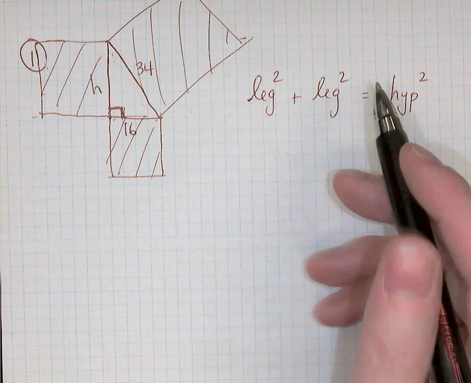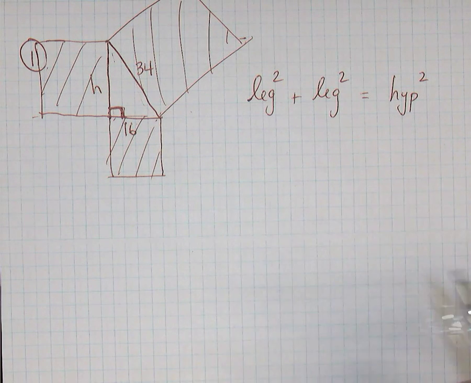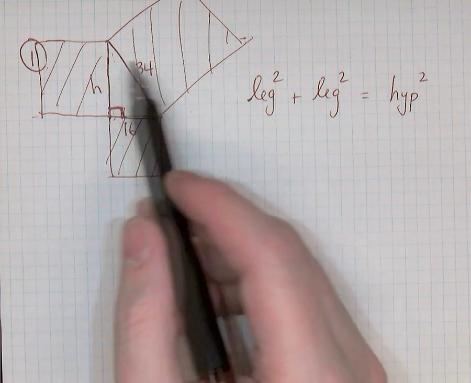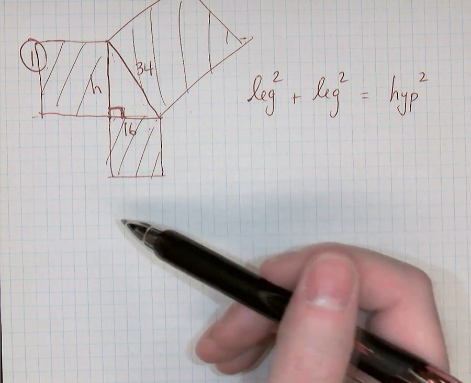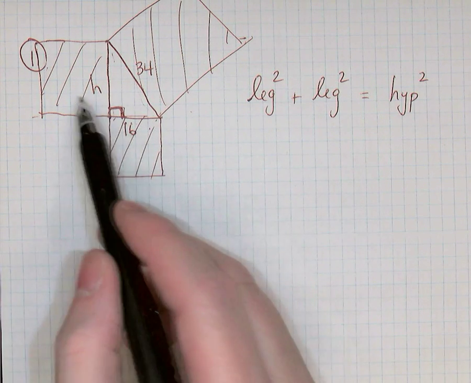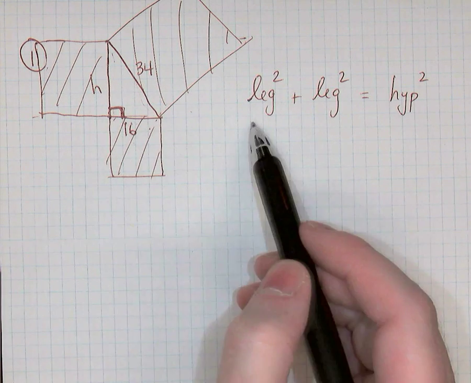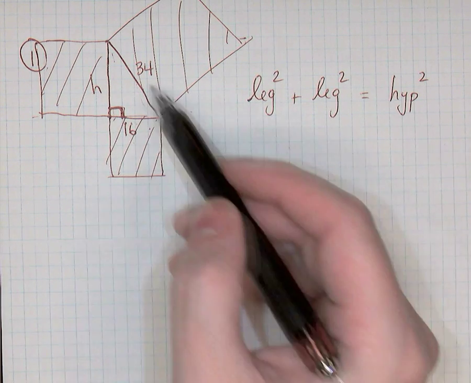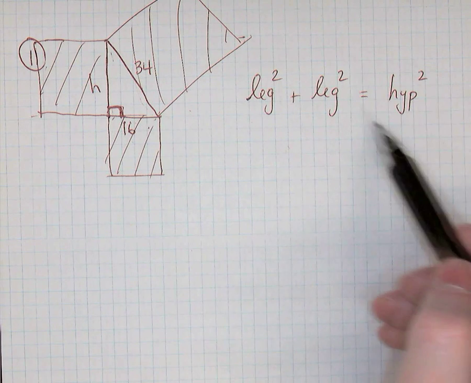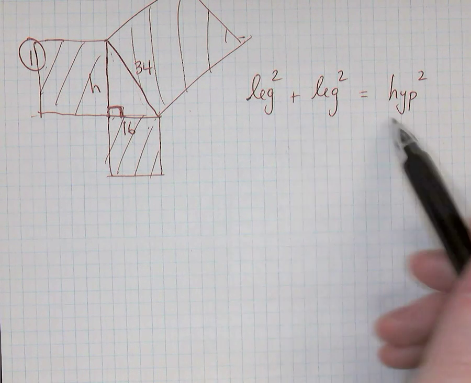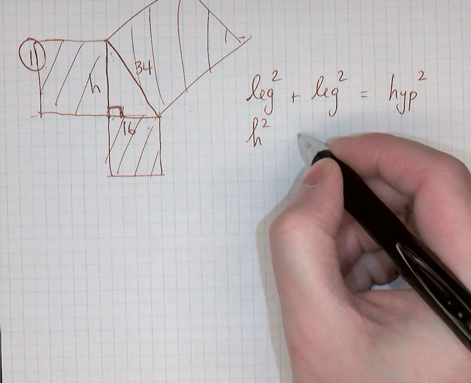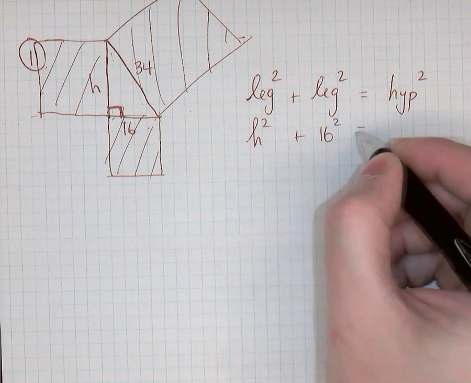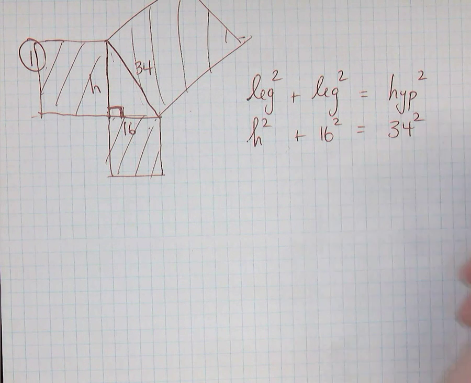Now, some people have learned a squared plus b squared equals c squared. I'm not a huge fan of that just because students often forget, when they're first learning Pythagoras, where the a, b, and c have to be. The a and the b are the legs of the triangle, which lead to a squared and b squared, and then c has to be the hypotenuse, which will give you c squared over here. I prefer writing it like this. So let's put the letters in. h squared plus 16 squared equals 34 squared.